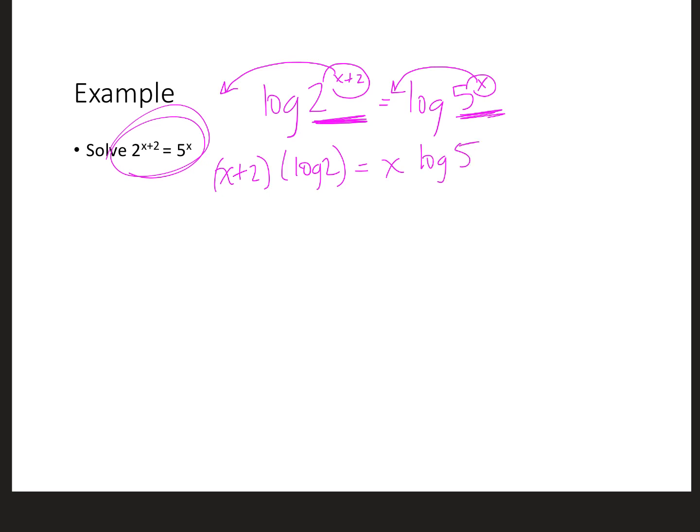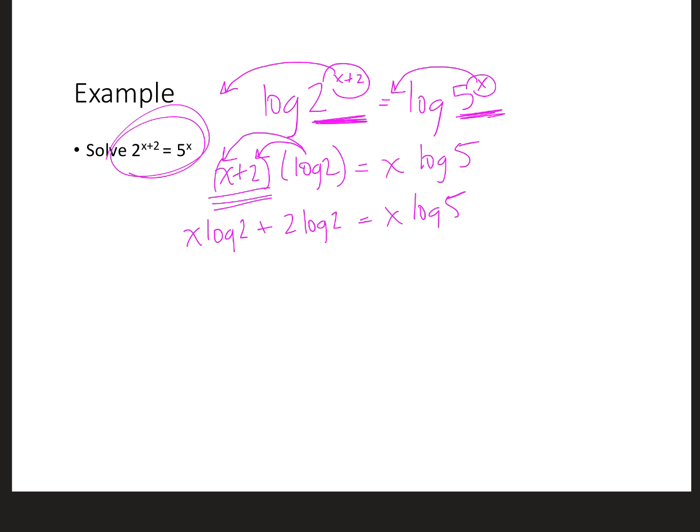Okay, so now the good news, and there is a little bit of good news here, is that the x's that I'm solving for are no longer exponents. Okay, so what I need to do now, because this is sort of trapped in parentheses, is distribute the log of 2. So it's going to look like this: x log 2 plus 2 log 2 equals x log 5.